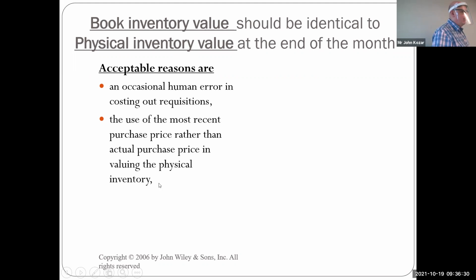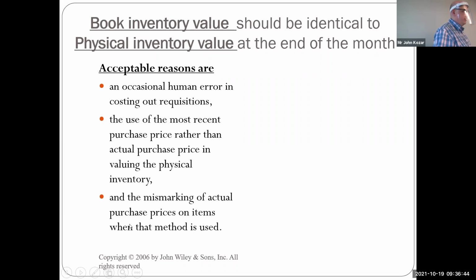Using a different valuation of your inventory. Let's say you have somebody new in the bookkeeping office and they were used to doing it one way and you do it a different way. Again, this is just a paper issue. If you're using actual purchase price and somebody made a mistake and put the wrong purchase price on an item.